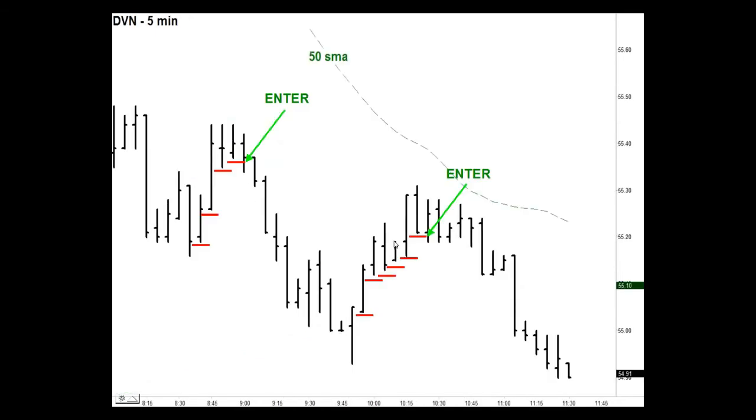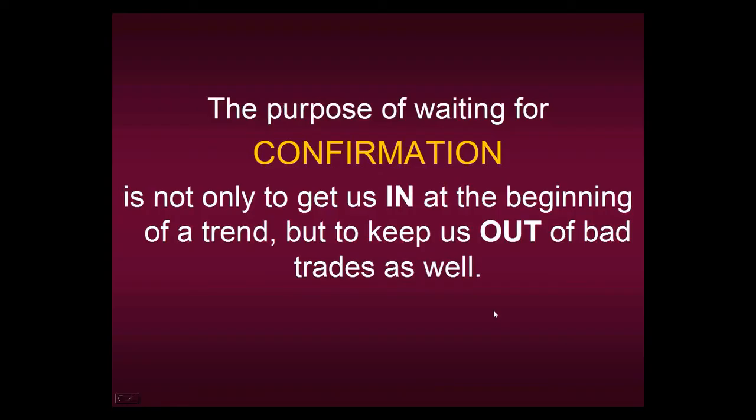Going even to a smaller time frame in DVN on a 5-minute chart, safe to say we should only go short because we're below the 50-period simple moving average. And here are some nice confirmation examples where you could have gone short and then seen the trend resume in your favor, and then wait for price once again, getting some type of signal to go short, and then use the confirmation method. So you see this in any direction, in any time frame, and in any market.